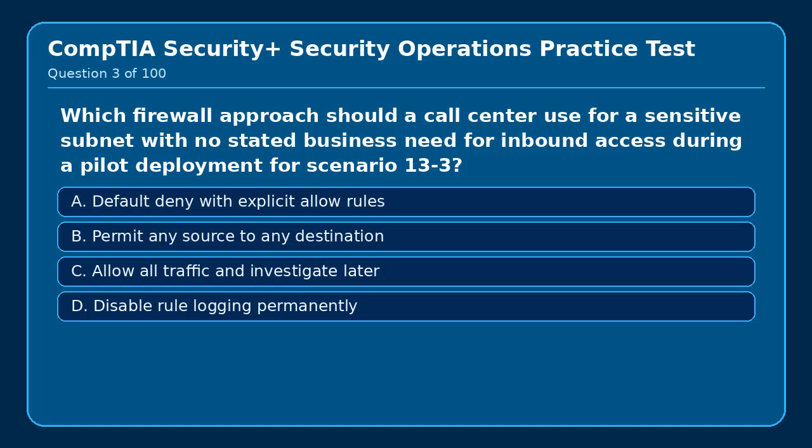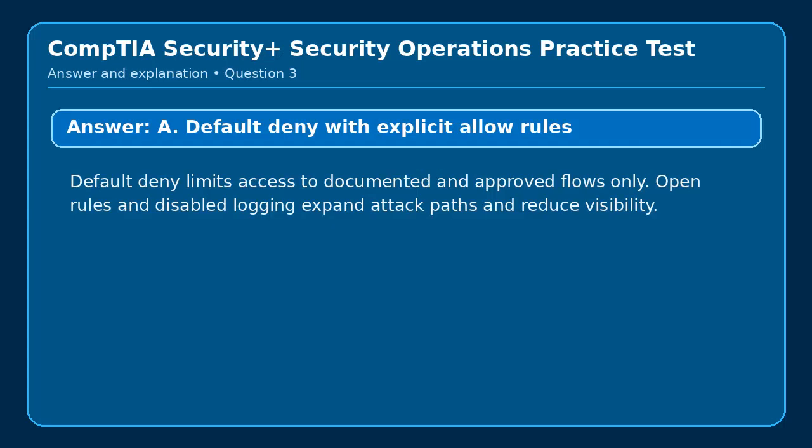Take a moment to choose your answer. The answer is A. Default denial with explicit allow rules. Default denial limits access to documented and approved flows only. Open rules and disabled logging expand attack paths and reduce visibility.